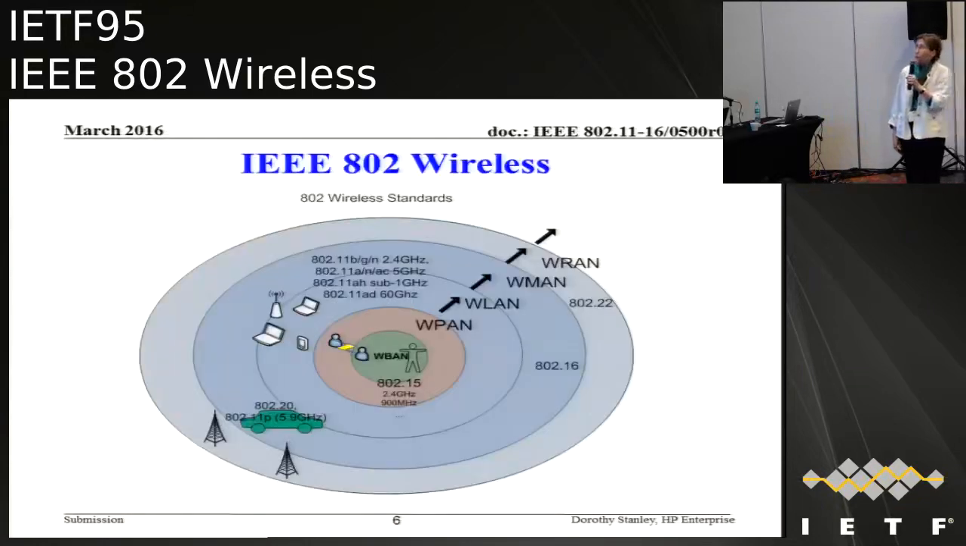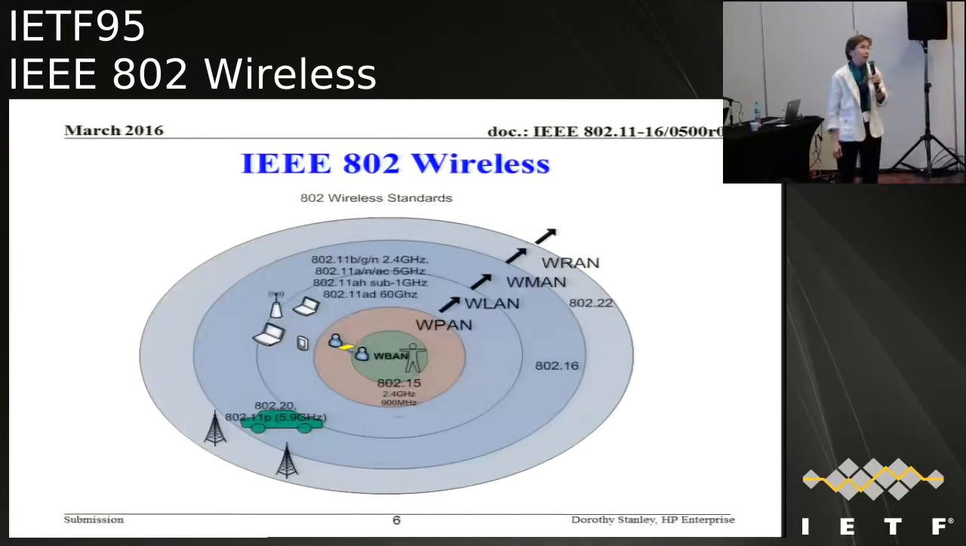This is a pictorial chart that I have to acknowledge came originally from Donald Eastlake's presentation, since Donald is here, that shows at the center wireless body area networks, wireless personal area networks, wireless local area networks, metropolitan area networks, and rural area networks, where the distances and the ranges change among all these various networks, but these are all within the 802 family. They're all developed within the 802 family. And the one that I'm going to be talking about is the wireless LAN, which is 802.11.